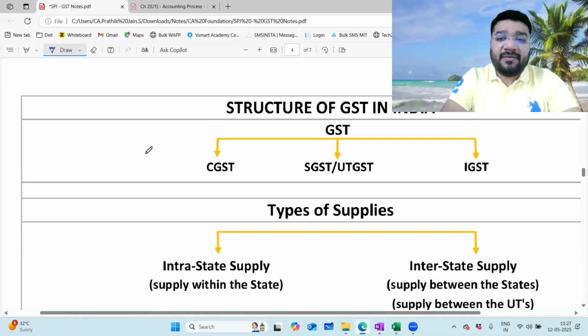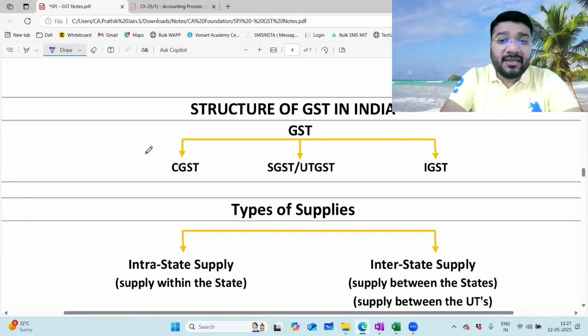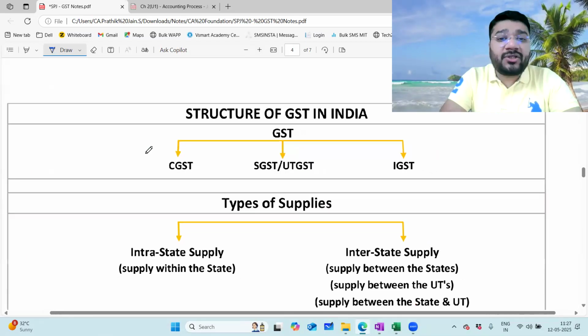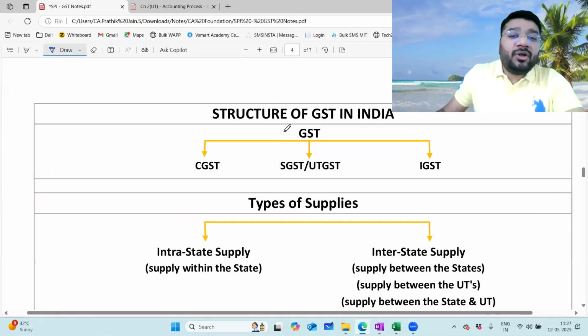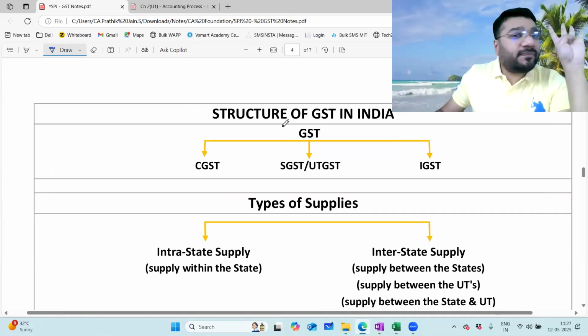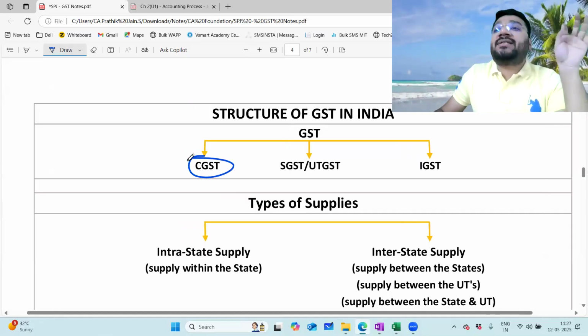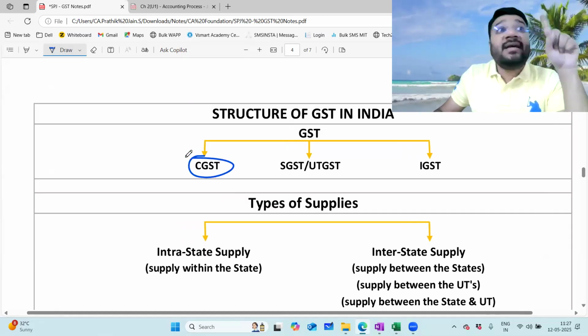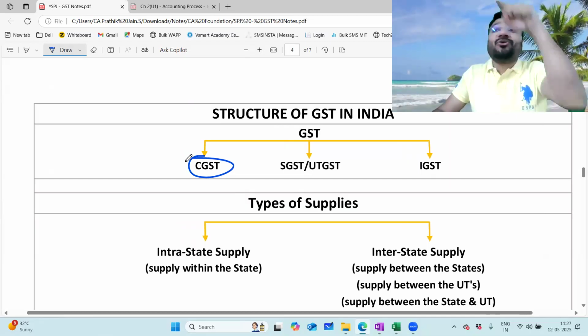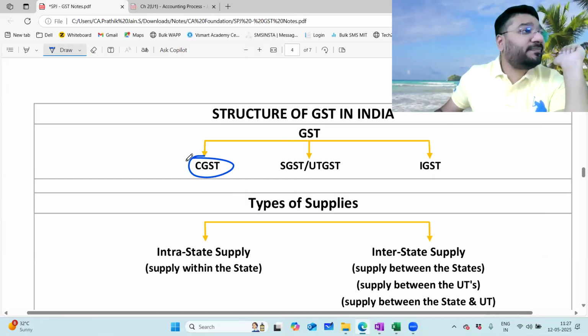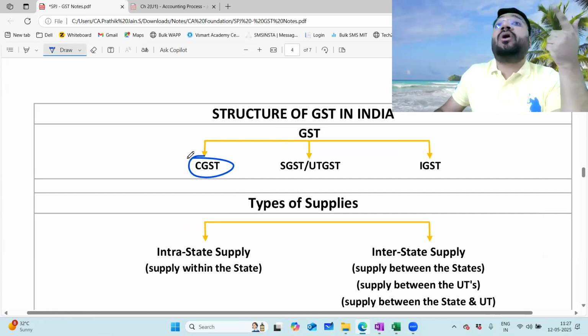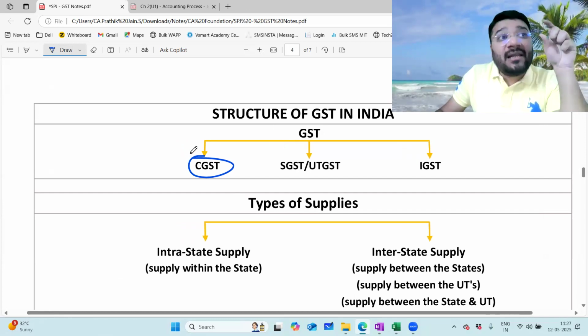Now comes the important part. This is very important, relevant for all your practical questions. Structure of GST in India. You have 4 different types of GST. One is called CGST. GST means what? Goods and service tax. C means Central goods and service tax. C stands for central government. The GST which goes to the central government is called CGST, Central goods and service tax.